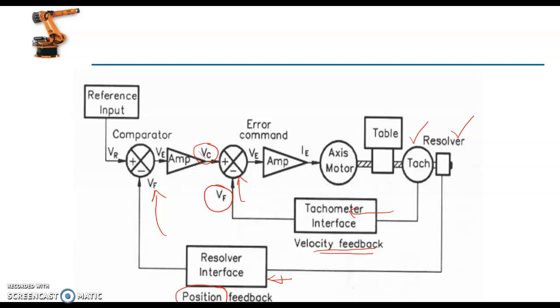And if there is a change, whether it is a positive change, or if VC is higher, it has to be assessed that there is some problem. Maybe the required distance is not achieved, or the required velocity is not achieved, then the corrective action has to be taken using this error command, and that is amplified and fed to the axis motor. So the corresponding corrected signal will be fed to the motor, and that will be corrected. That is the function of this closed loop system.